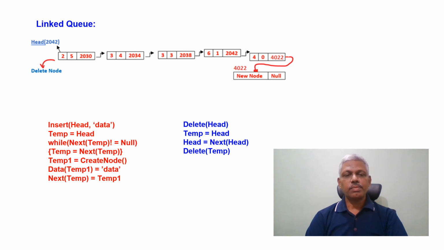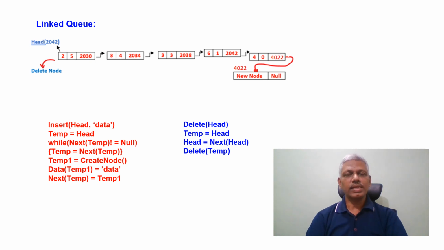So temp is equal to head. We need to traverse through the linked list until we reach the last node so that we can add the new node at the end. So while next of temp not equal to null, temp is equal to next of temp, we keep on moving to the last node. Once we reach the last node, a new node is created. Temp 1 is equal to create node, and data of temp 1 is equal to data. Data is inserted into the new node, and the next of temp is equal to temp 1. So a link is created at the end so that any new node is added at the end.